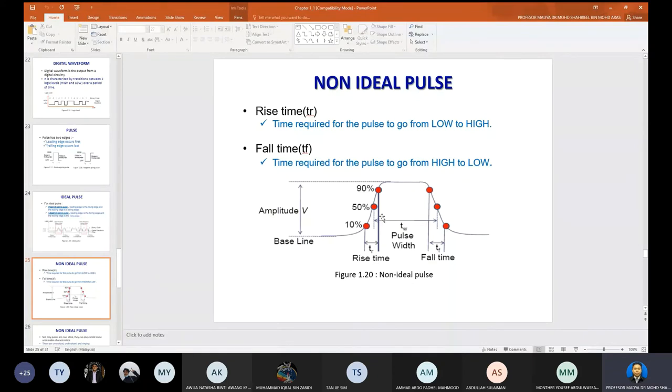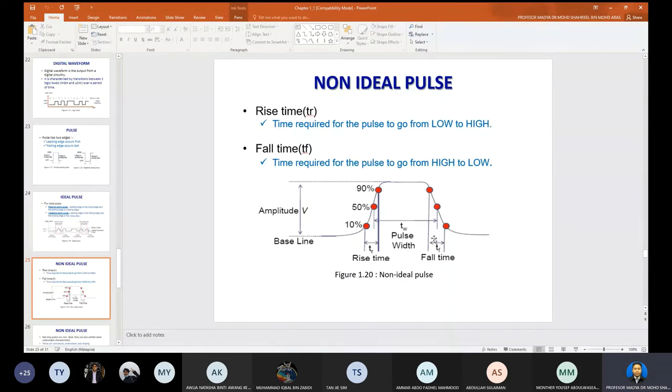To measure the pulse width here, this is the formula that you have to remember. For example, to measure the rise time, that means from 10% to 90% of the set point. For example, our set point will be 1 here. So 90% will be 0.9 and 10% will be 0.1. Maybe you can write it here, from 0.1 to 0.9. Then measure the time here. When you measure the time, this one we call the rise time.